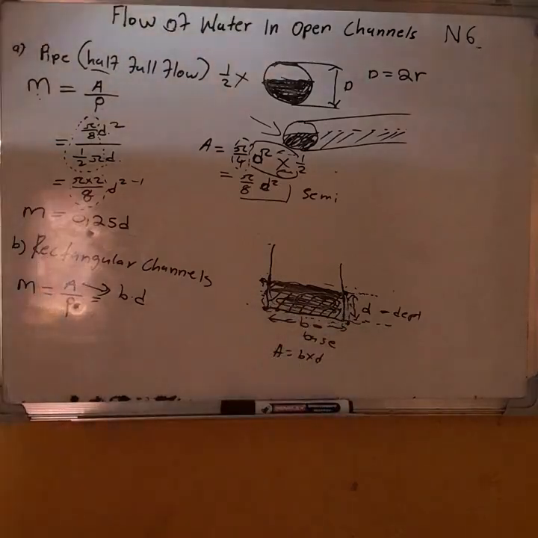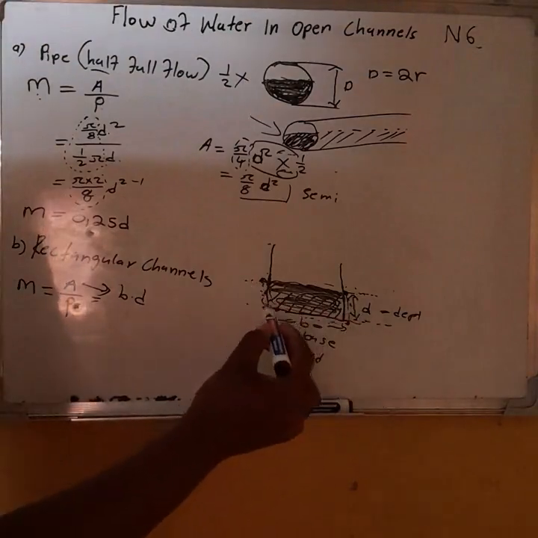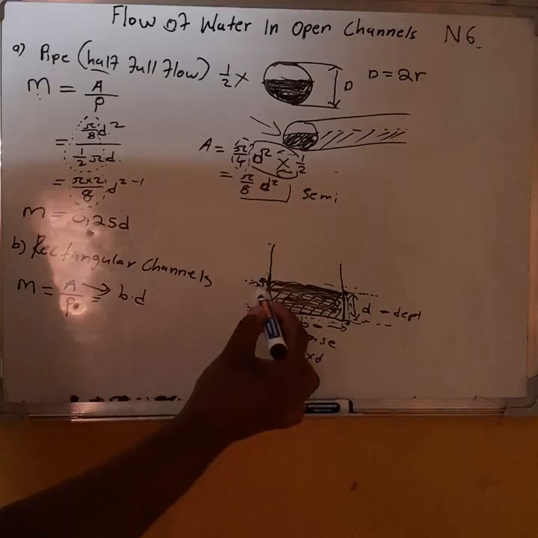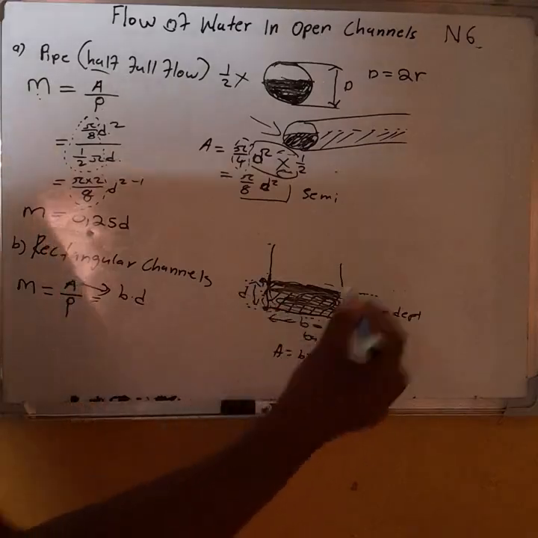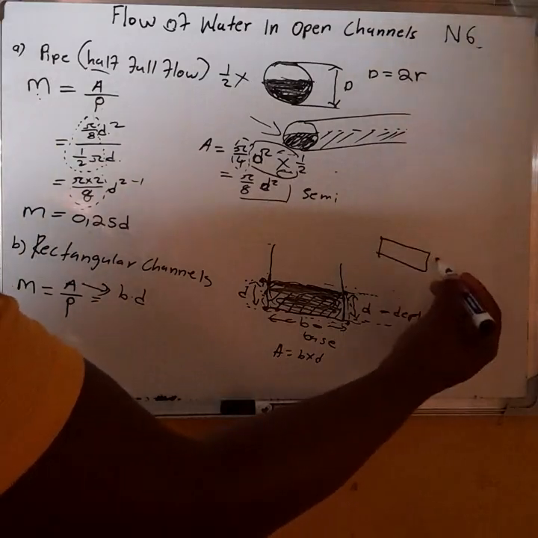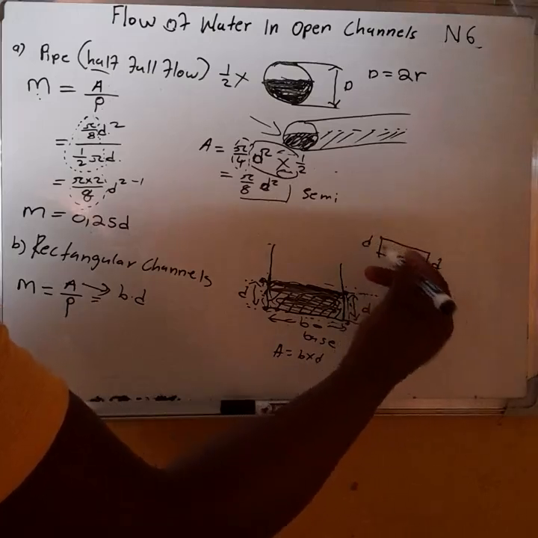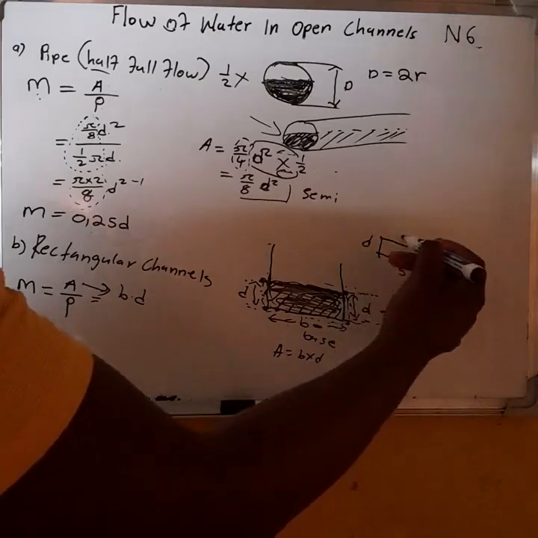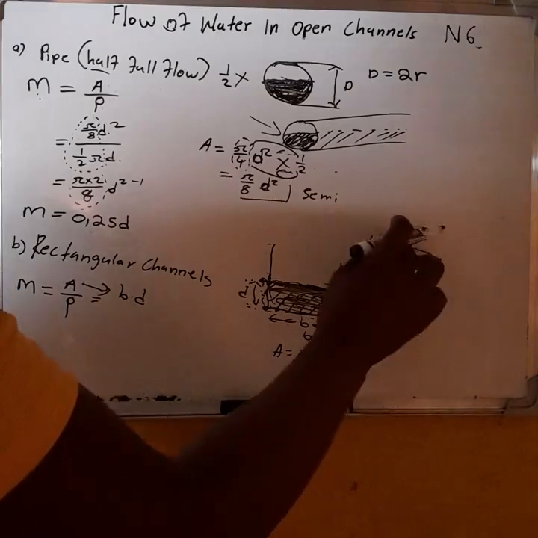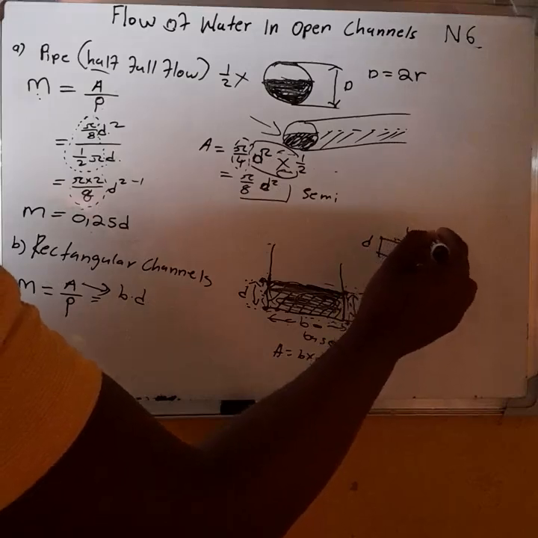But remember now, this side here is D. It's a depth. Also, here will be a depth. This is similar. Remember, when you have a rectangle, these sides will be equal. If you have a D here, this side also will have a D, and we have B. But the reason we don't consider this B at the top is because it is not in contact with the wetted perimeter.